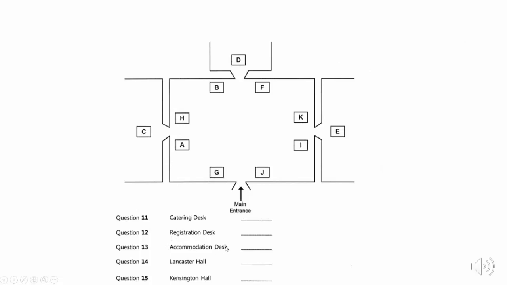And then you have the accommodation desk, so where you register for where you would stay, if you are staying in a room overnight, or if you are at university and you are going to live there, you will have accommodation. So you have 3 desks, and then we have 2 halls. A hall can be used as a big room. Okay, and then if you look at 14 and 15, we have 2 names, Lancaster and Kensington. So these are names, so they indicate a difference between Lancaster Hall and Kensington Hall.